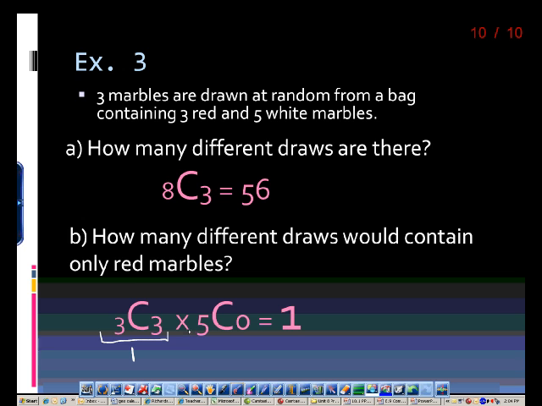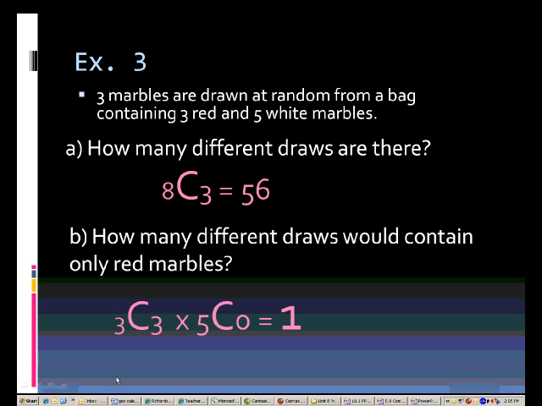What does that mean about 5C0? 5C0 is equal to what? 1. How many ways are there to choose 0 objects from 5? Just 1. Anything choose 0 will always be 1. Questions about that?